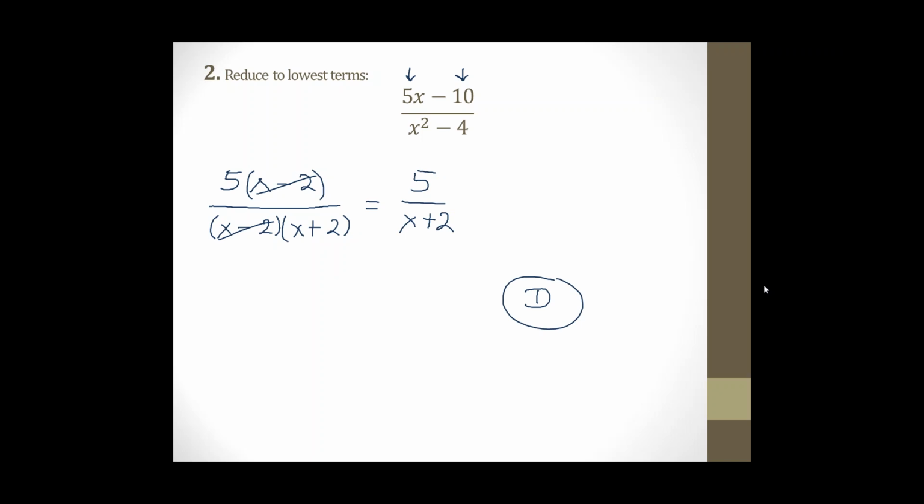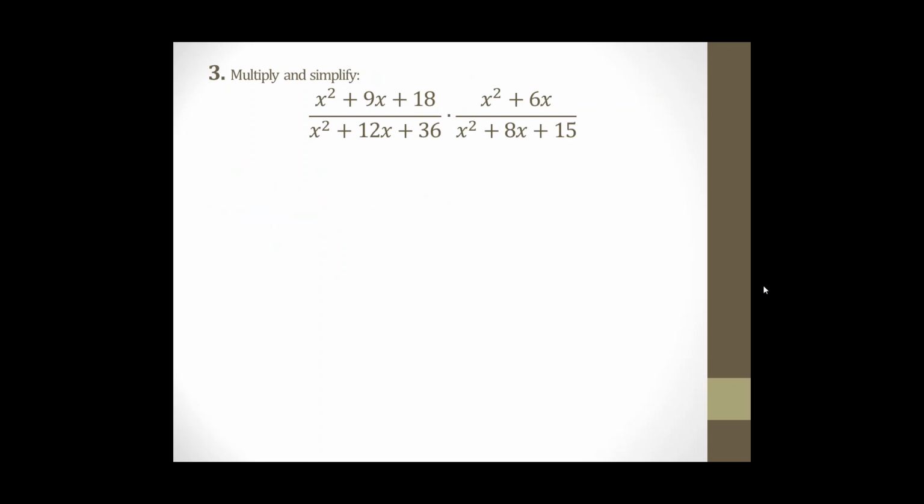Okay, you guys are doing great. No questions so far, but let's go to question number 3. This one says multiply and simplify. There's a lot going on. We have basically two rational expressions that are multiplied together, so a lot of factoring, basically four times factoring.